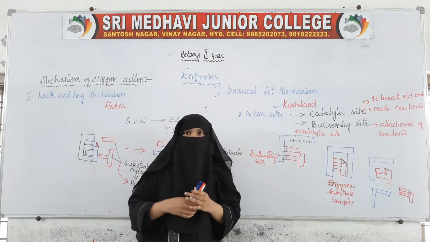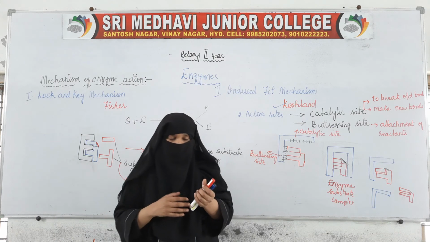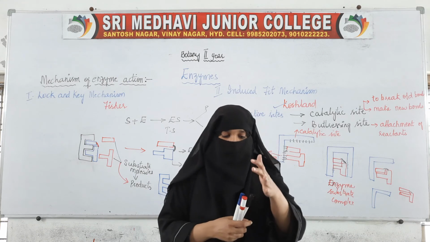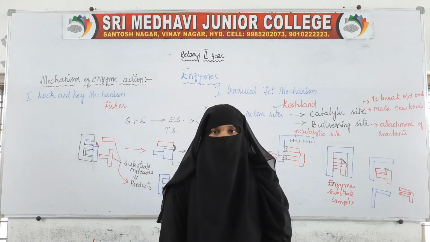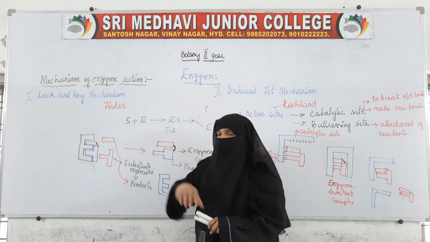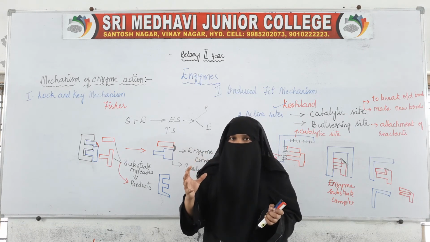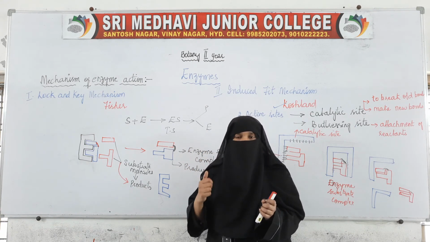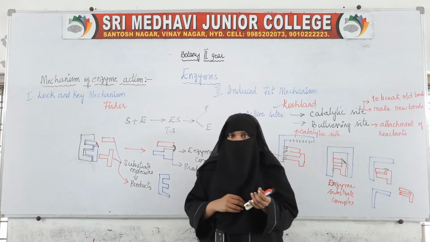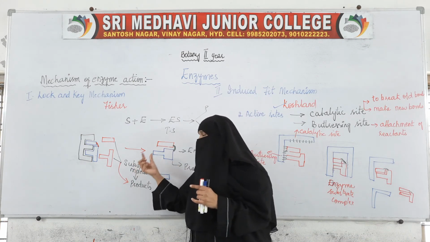These are the two mechanisms which are helpful for enzymes to work. These are the two mechanisms of enzyme action. Most of the scientists favor the lock and key mechanism. In this mechanism, there are specific substrates for specific enzymes. Those specific substrates will go and bind to the specific enzymes only. So specific lock for a specific key, specific enzyme for specific substrates.